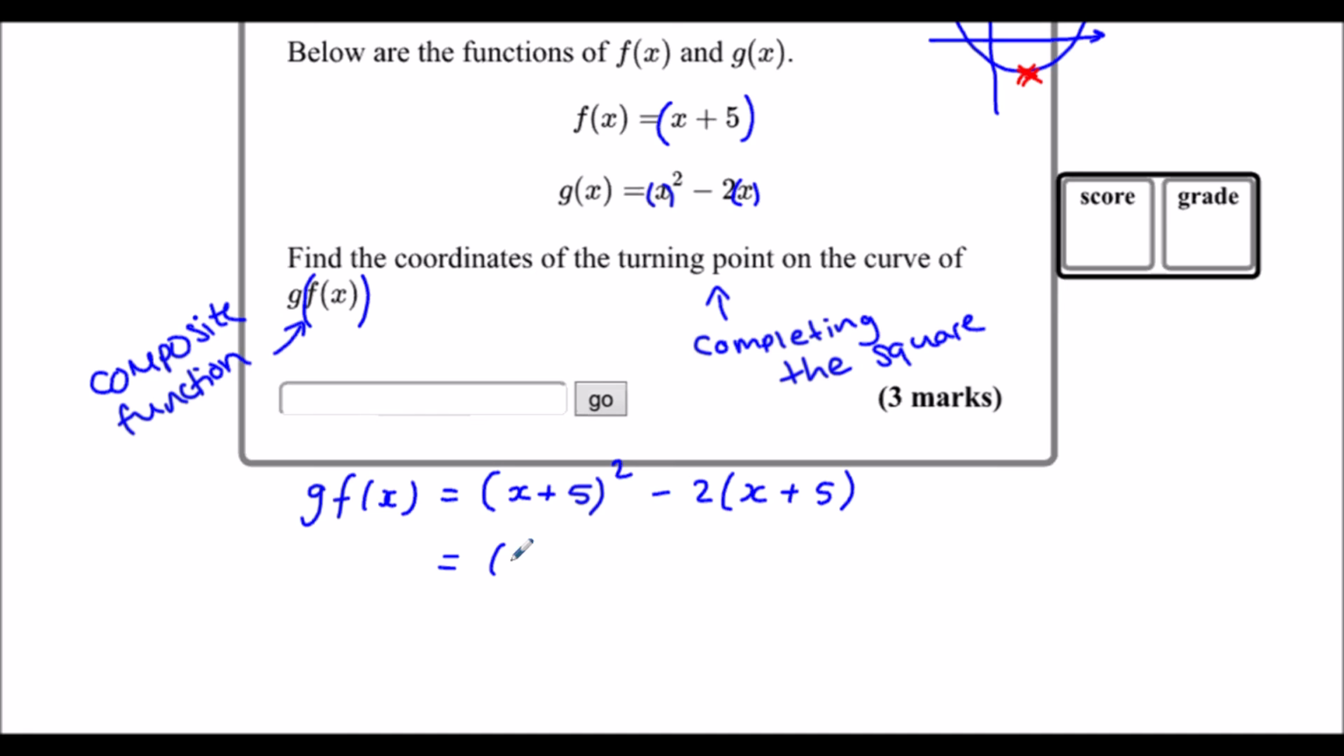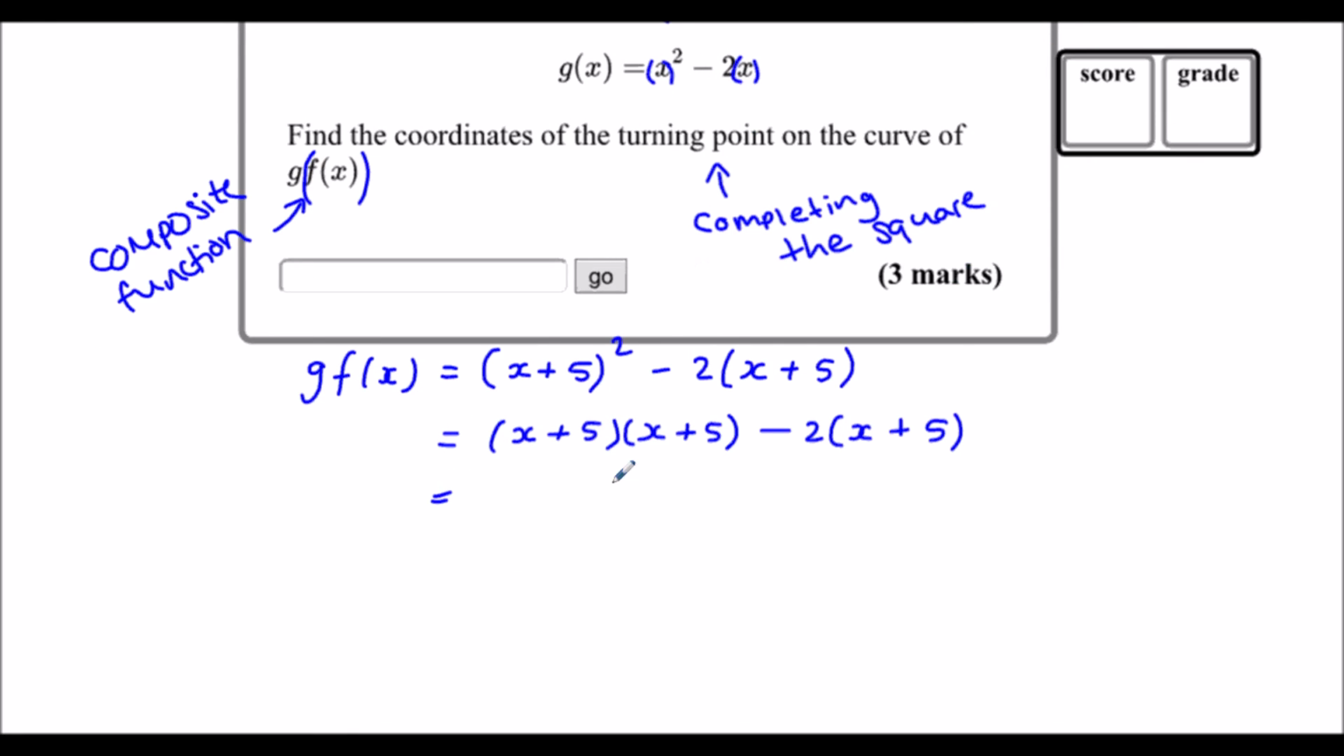x plus 5 squared is a double bracket, x plus 5 times x plus 5. And we need to take away 2 lots of x plus 5. So we're going to expand these brackets and simplify. So x times x makes x squared. x times 5 is 5x. 5 times x is 5x. And 5 times 5 is 25. Then we've got negative 2 times x, which is negative 2x. And negative 2 times 5, which is negative 10.